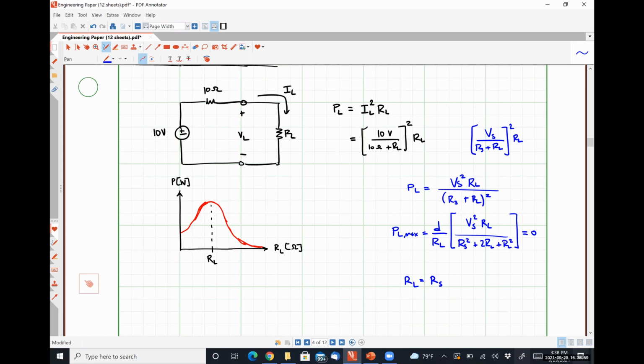This should kind of intuitively make some sense. Maximum power transfer occurs when RL is equal to RS. So that is the result of us taking the derivative of this expression, setting it equal to 0. We find our RL value.